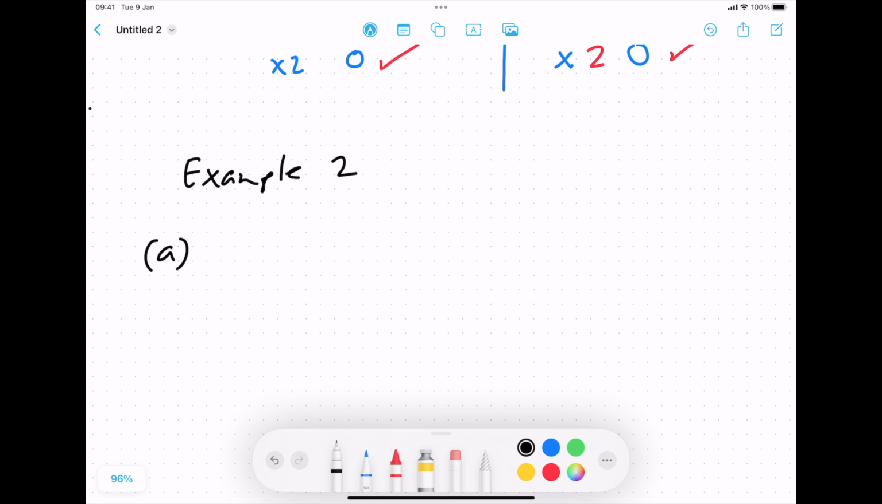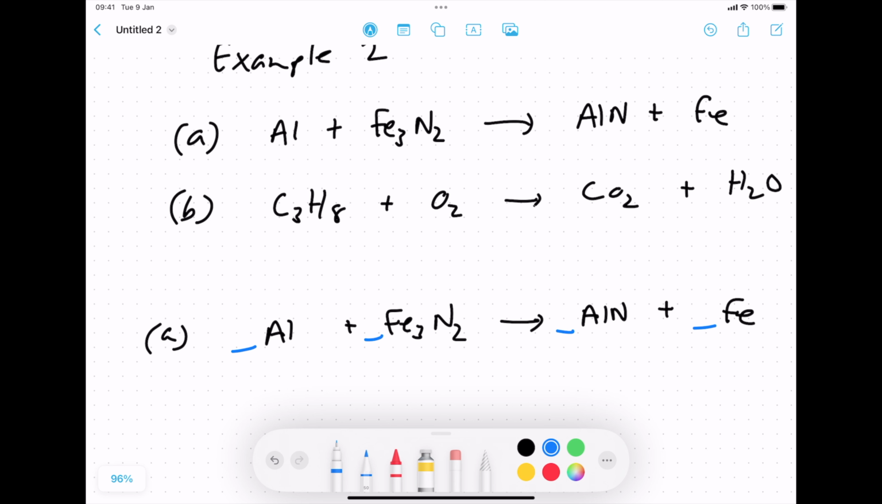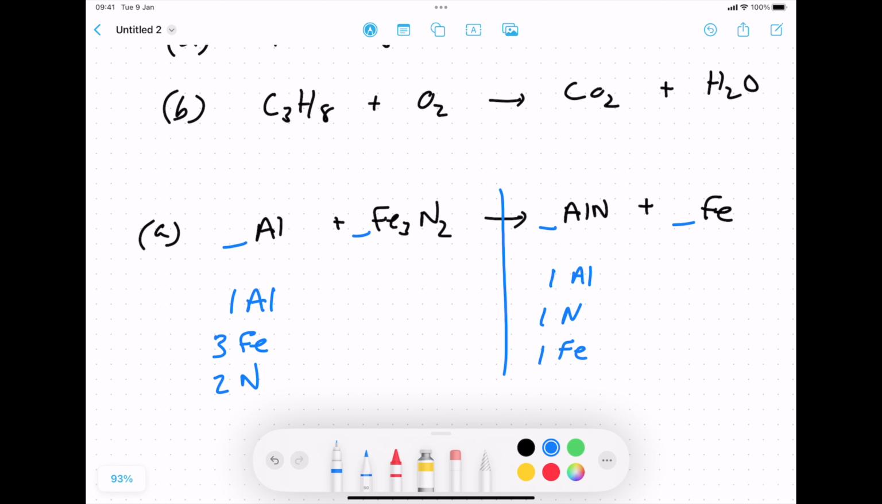For example 2, we're actually going to look at 2 different equations. The first one is this, and the second one is this. So remember what I said, you can only put numbers before the species in the equation, in the reactants and products. You cannot change numbers that are already there. So a quick count gives us this. And you can see that the aluminiums are already balanced, but that may change. The ions are not balanced, and the nitrogens are not balanced either.